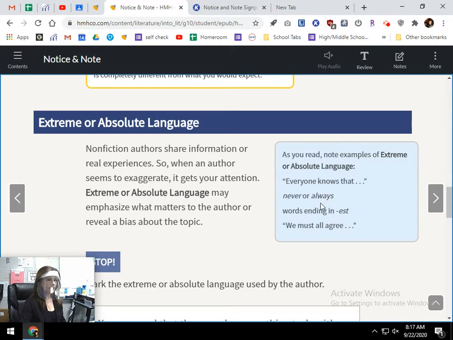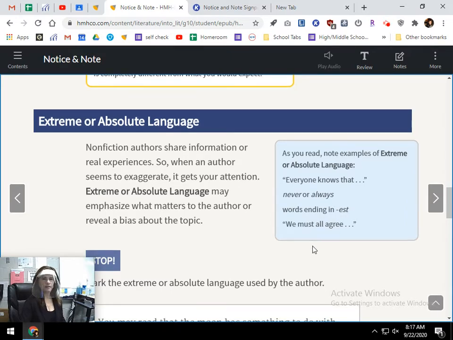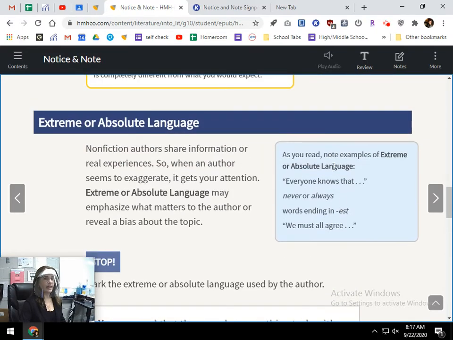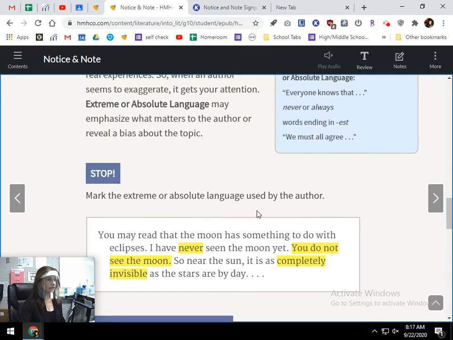Words like always. Does anybody ever always do something? I mean, they could, but it's not very likely. Words ending in est, you know, that comparison word is greatest. And we must all agree that. Now, that's not to say you can't use these things. You can in your writing. Actually, it can be very helpful when you're trying to prove a point. We must all agree that so-and-so blank blank is wrong.